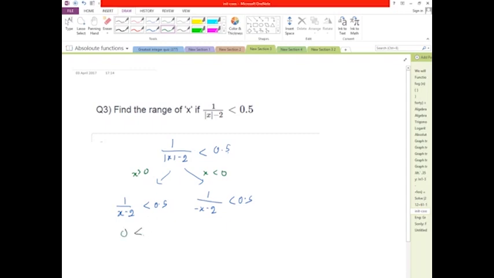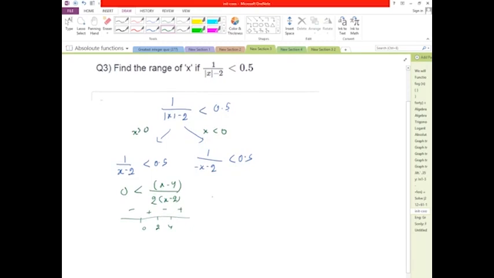I'll take 1 by x minus 2 to the other side. Subtracting, you will get x minus 2, x minus 4. And then you can plot it on an axis 0, 2, 4, plus, minus, plus, minus. So the values that are acceptable are 0 to 2 and 4 to infinity, because you need to take only greater than 0 values.